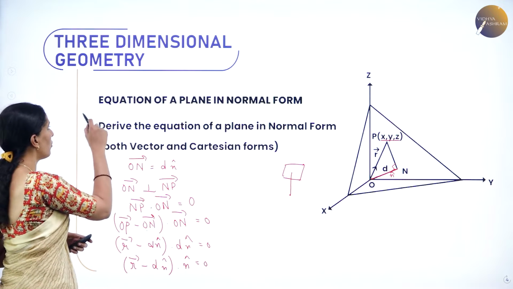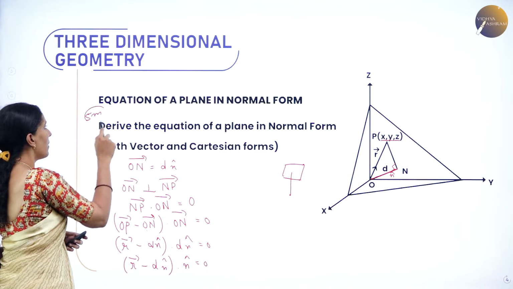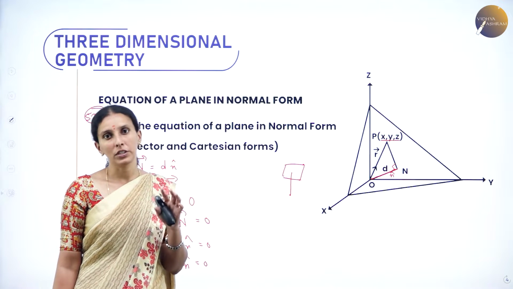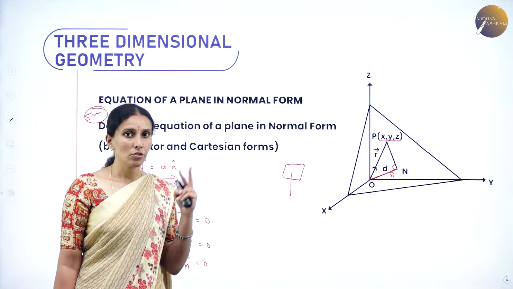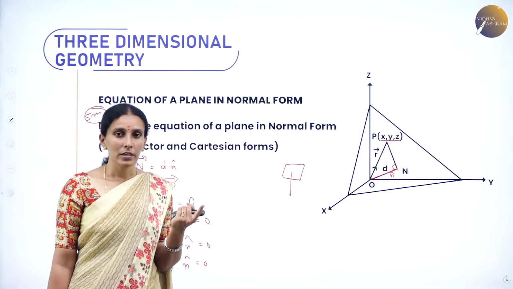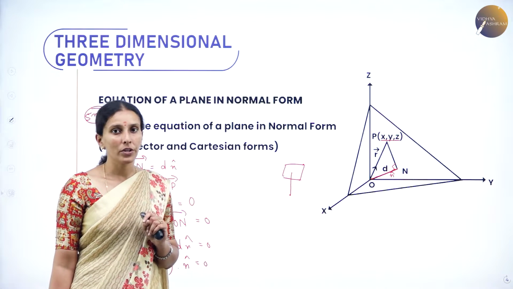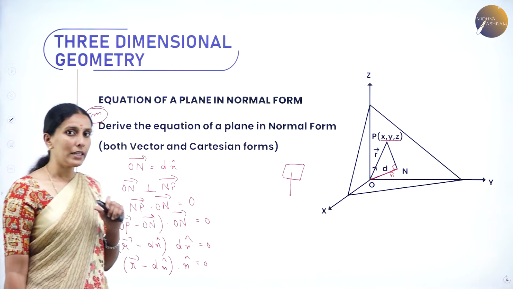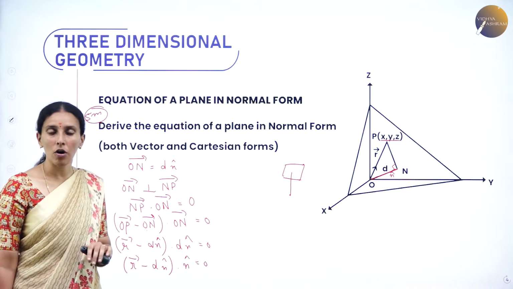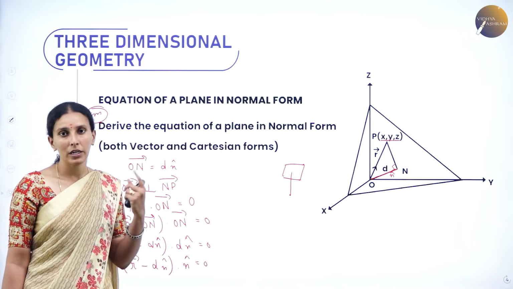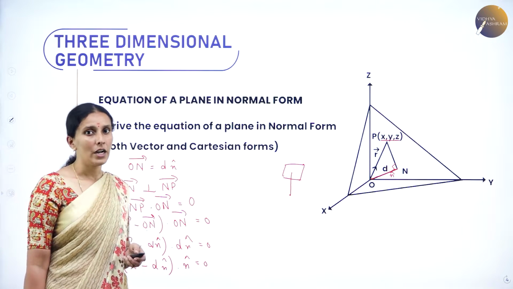Again, this is also one of the important questions for 5 marks. From 3-dimensional geometry, you will have one 5-mark question for the derivation. It may be the derivation of the equation of a line passing through a point and parallel to a vector, or the equation of a line passing through 2 given points, and the other is the equation of a plane in normal form, and one more is the equation of a plane passing through a point and perpendicular to a given direction.